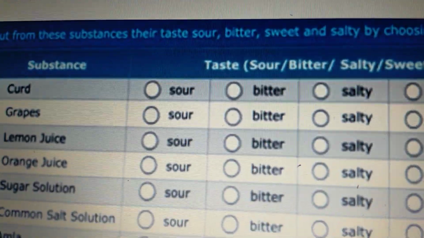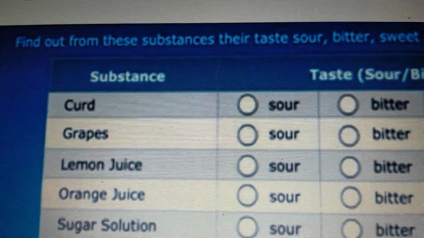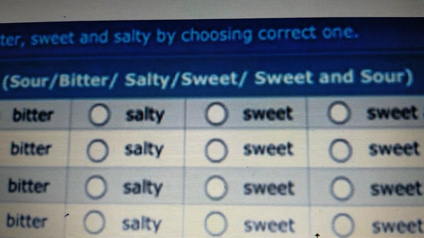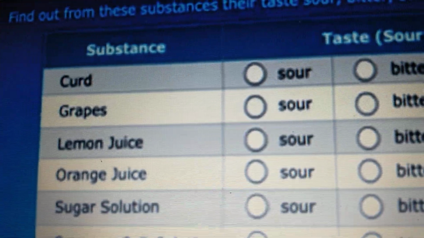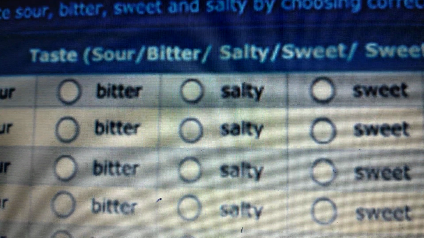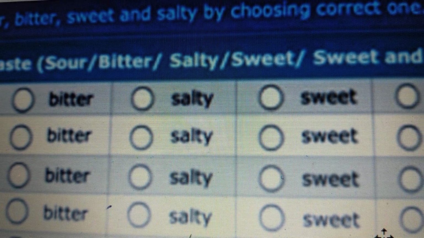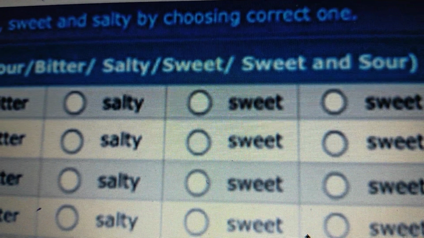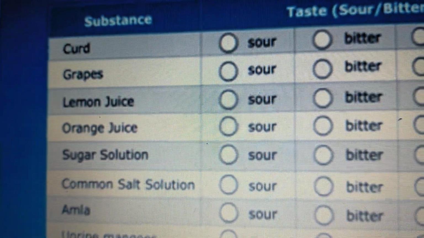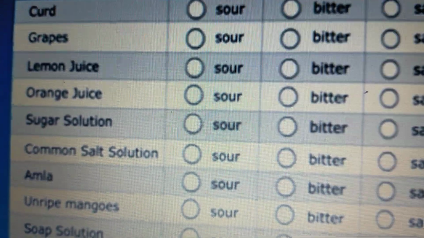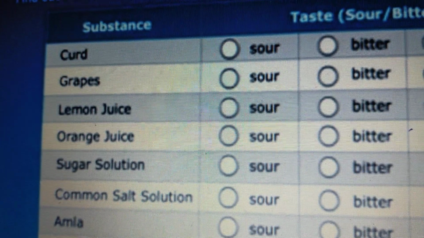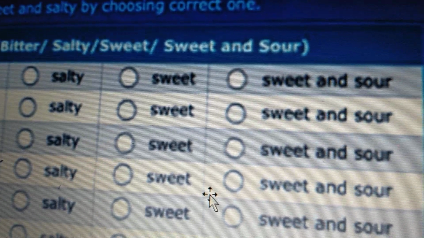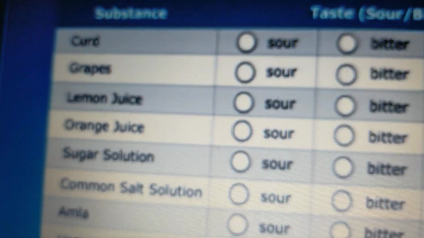Right? Now the table I am giving you now. See, this is the table. Here the question is, find out from these substances their tastes, whether bitter, sweet or salty, by choosing the correct one. Here 2 columns are there. One of substance, another is taste. Which substances are of which type of taste, like which are sour, which are bitter, which are salty, which are sweet and sour both. So this table you have to draw in your copy also. And now let me discuss it. So the substances which are given, first one is curd. Beside curd it is given sour, bitter, salty, sweet and sour. You have to choose the correct one.